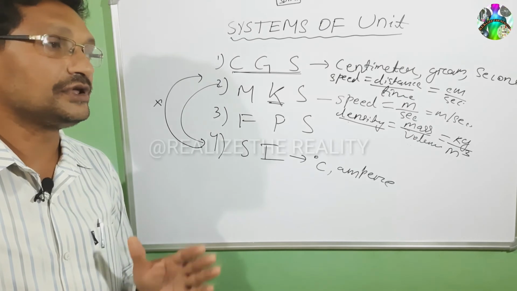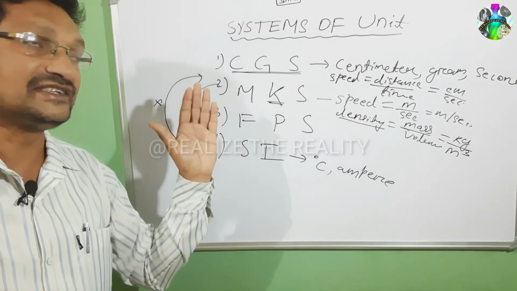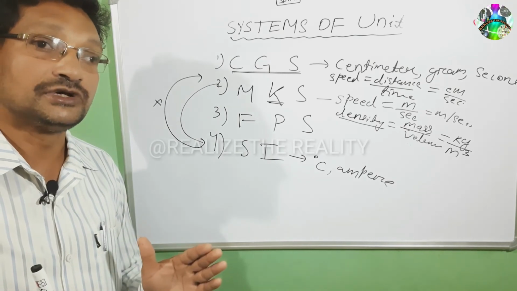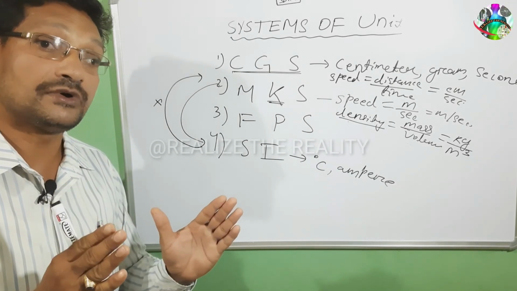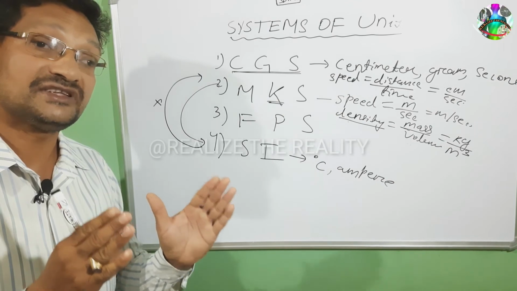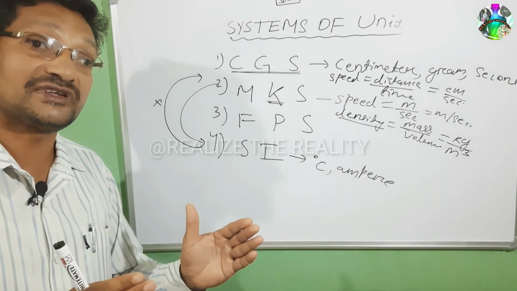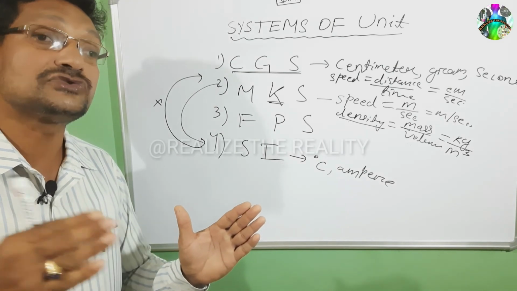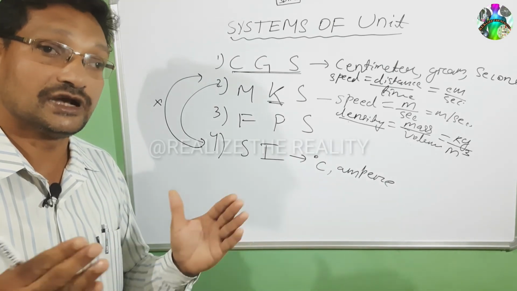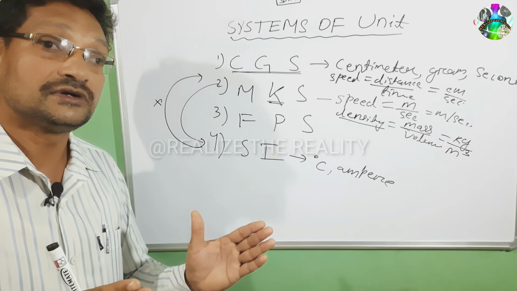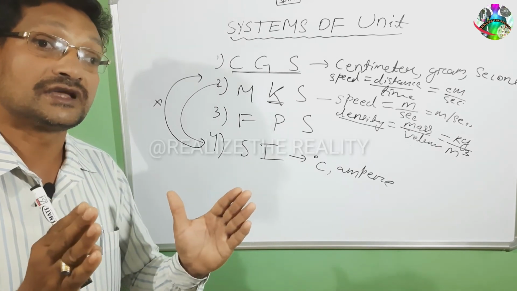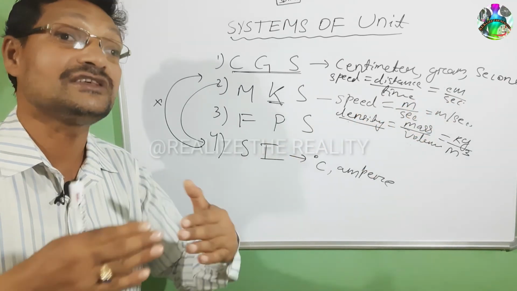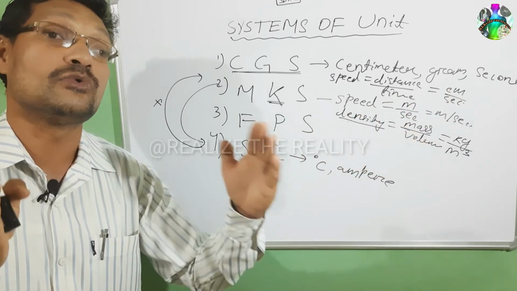I hope you have understood the different kinds of units and the systems of units. In the next class we will start with the concept of the SI system or MKS system that is used to express physical quantities like length. For length we use meter, kilometer, centimeter. But what is 1 kilometer? Is it this much or that much? What is the length actually? What is 1 kilometer?